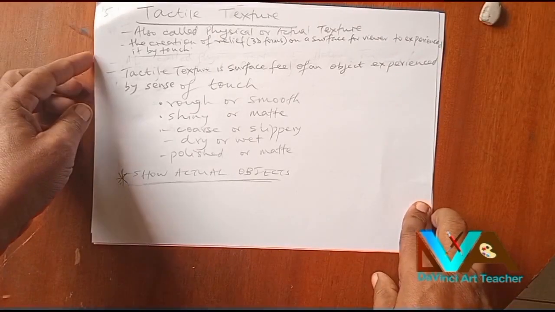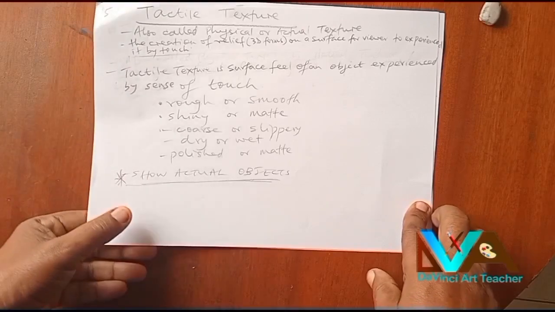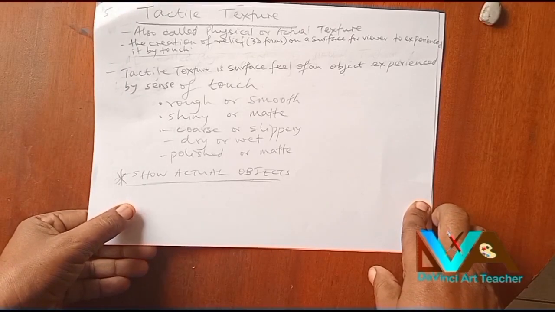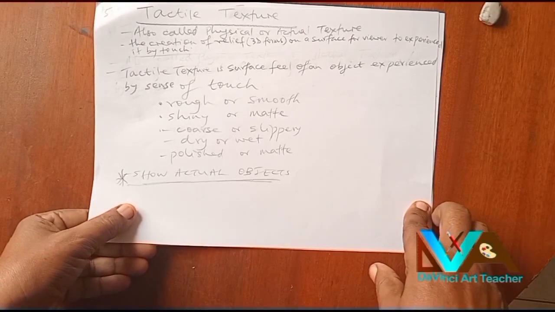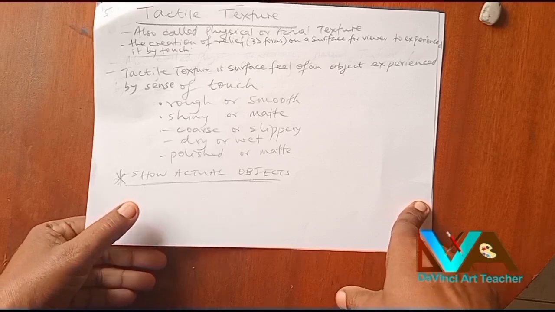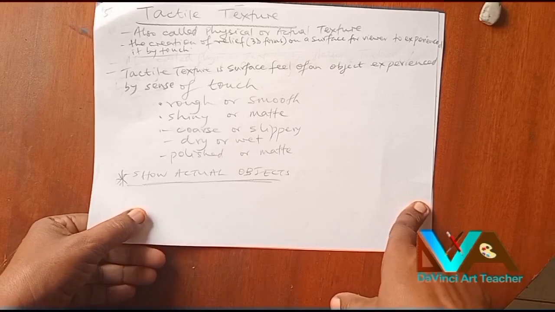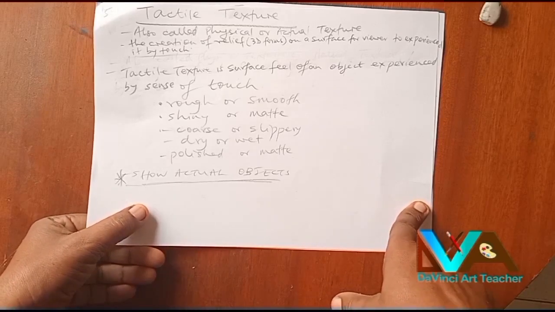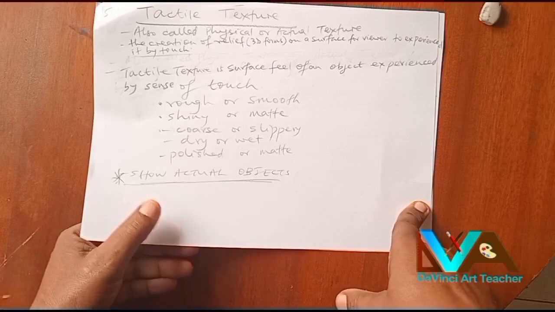The surface can be rough or smooth, shiny or polished, or it can be matte, it can be coarse or slippery, it can be dry, or it can be wet.